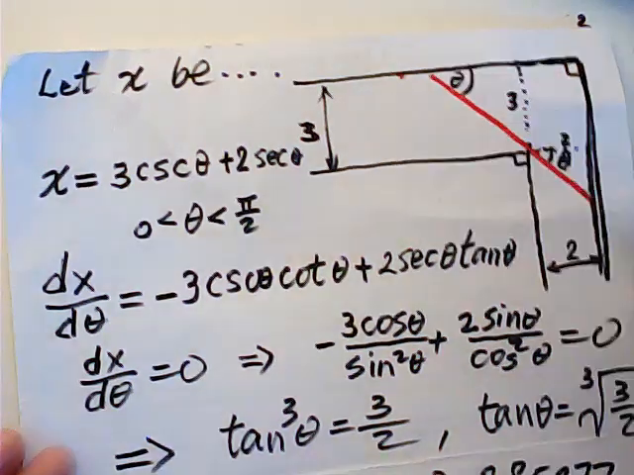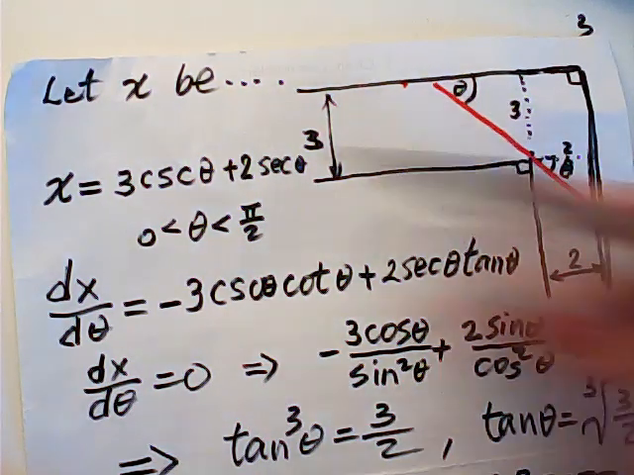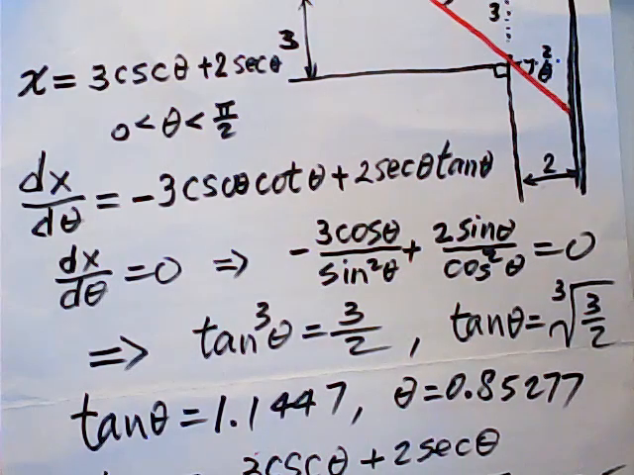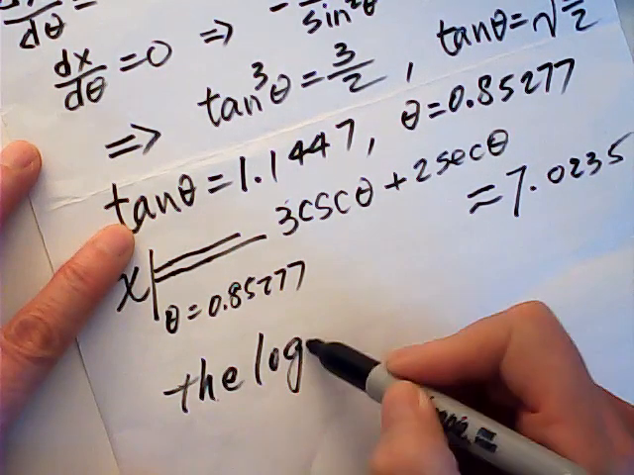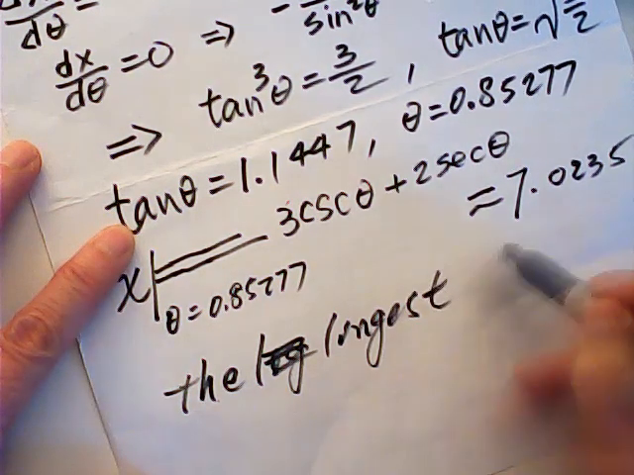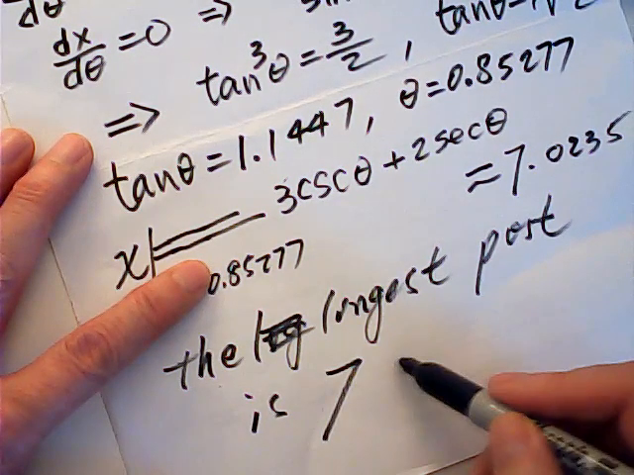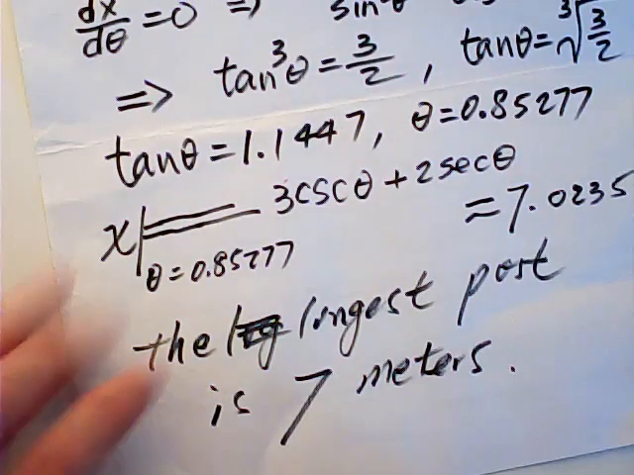Okay, so this must be the minimum. Why? Because the maximum does not exist. The length of this red line could be infinitely long. So the value we find must be the minimum. This minimum is the longest post that can be carried over the corner. Well, I just emphasized it three times now. So the answer is that the longest post is 7 meters, approximately 7 point a little.